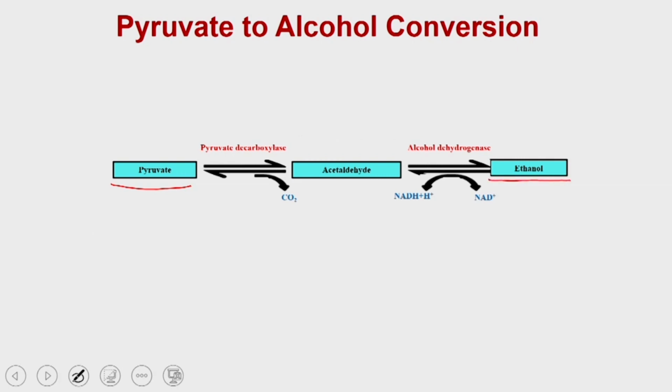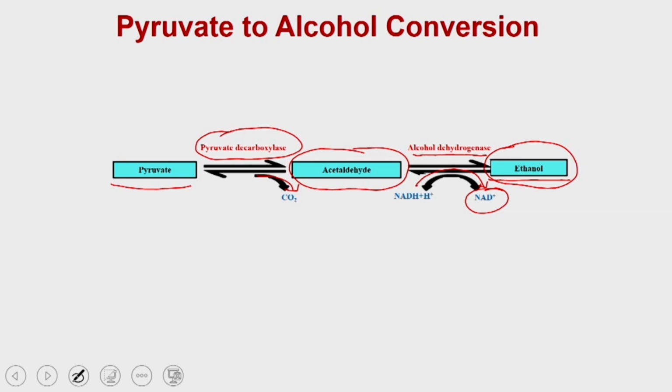In this you have two different reactions which are coupled, and the first reaction is being catalyzed by the pyruvate decarboxylase. As the name suggests, it is going to remove one molecule of carbon dioxide from the pyruvate molecule, and that will generate one molecule of acetaldehyde. Once the acetaldehyde is generated, it is processed by the alcohol dehydrogenase, and one molecule of NADH is used to produce NAD plus, and ultimately the acetaldehyde is converted into the ethanol.